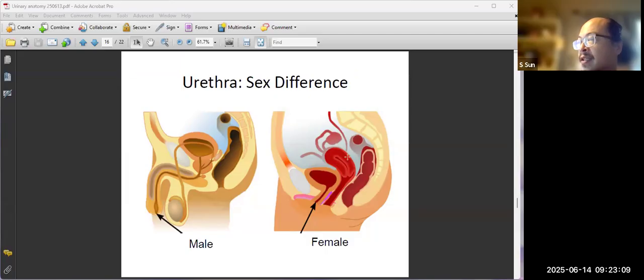Here is the uterus, and then the vagina right here. So this is the reproductive system. In the back here, you have the end of the large intestine, and then the anus right here. This is where you poop things out. So that's the difference between male and female.